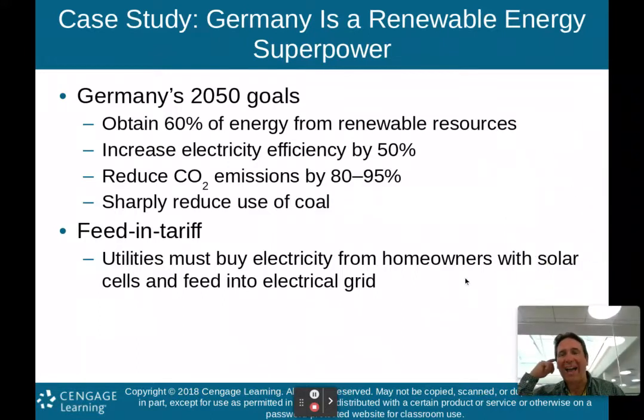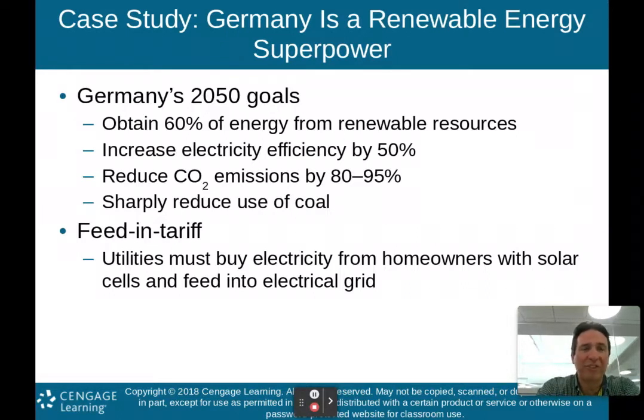Germany is a renewable energy superpower. By 2050, these are Germany's goals: to obtain 60% of their energy from renewable resources, to increase electricity efficiency by 50%, to reduce carbon dioxide emissions by 80 to 95%, and to sharply reduce the use of coal. And they are well on their way to achieving these goals.